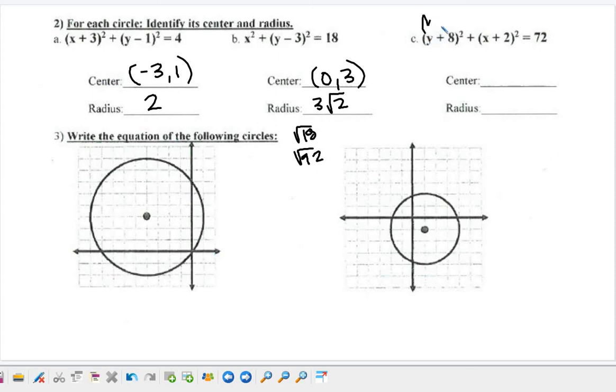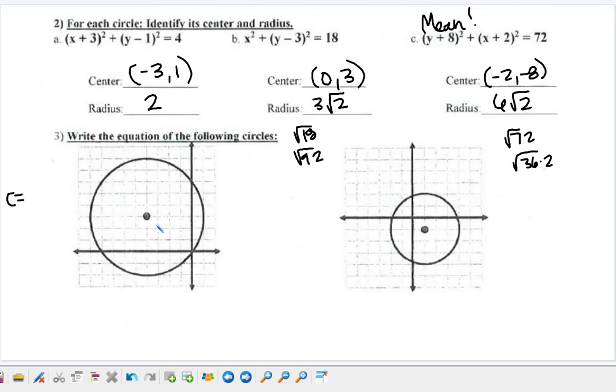And again, mean. Just mean. It's backwards. So my center is -2, -8. And the square root of 72 would be 36 times 2, so 6 square roots of 2.